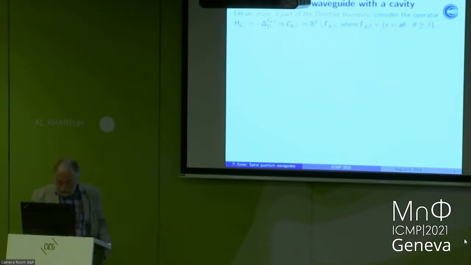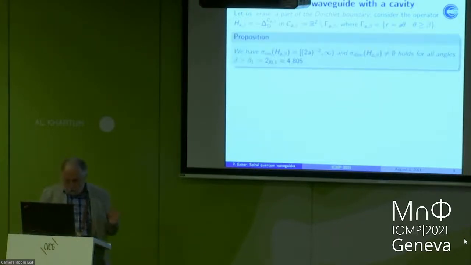In order to see that, let me now check a modified example. I just erase a part of the spiral. I started from not zero angle, but from some positive angle beta. And then, of course, I create a cavity in the middle of the region. Now, if the cavity is large enough, of course, the discrete spectrum would be there. And by a Dirichlet bracketing, I get a sufficient condition to have a spectrum. It's an easy exercise. The result is here.